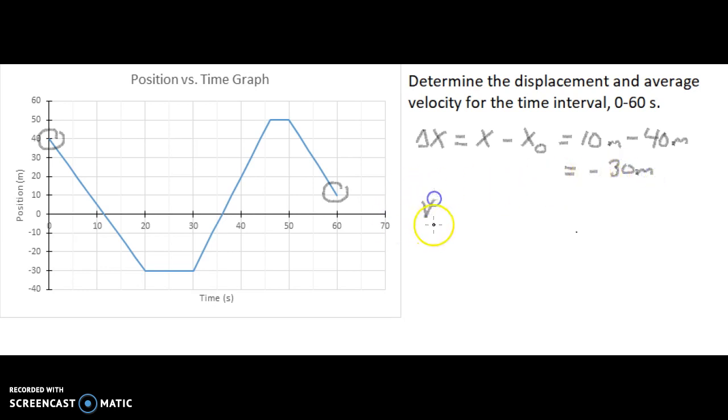Now, if we're looking for the average velocity, it is defined as your displacement, your change in position, divided by the change in time. So in this case, it is going to be negative 30 meters over 60 seconds, or a negative 0.5 meters per second.